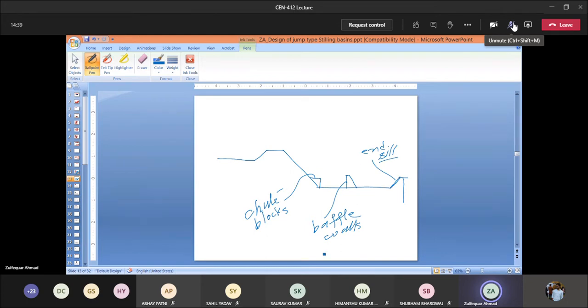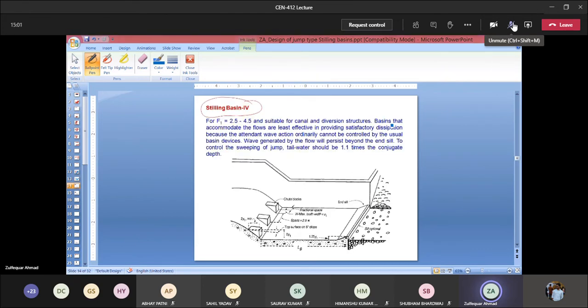So you see the combination of this is coming out with the different types of the hydraulic jump type of the Stirling basin, right? If you don't have the end sill or the baffle wall or the chute blocks, you have one type. If you have the baffle blocks, you have another type, right? So in this context, I would like to show you the Stirling basin number 4. Maybe you can raise the question why we are going with number 4.